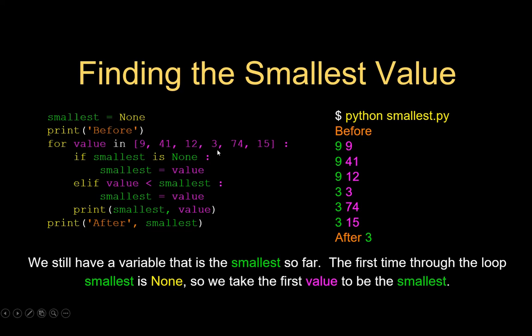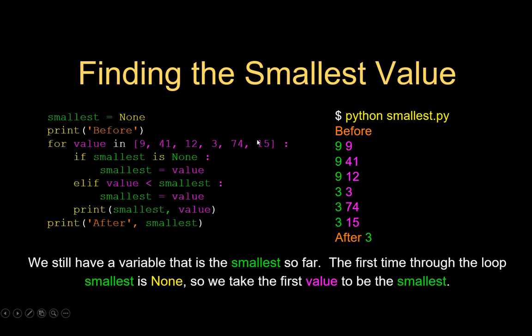We go to the next one, we get to 3. This if statement doesn't run because it's not true. We get to else if, and is 3 less than 9? Yes. So we're going to assign 3 to smallest, and print smallest and value. In this case we have 3, 3. We go to the next one, 74. 74 is not less than 3, so we're just going to print 3 and 74.